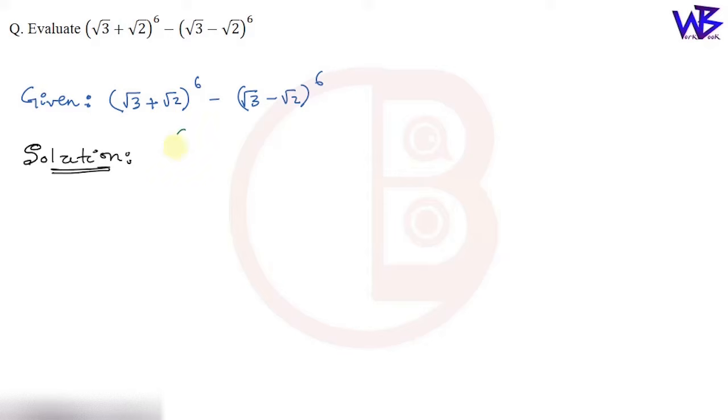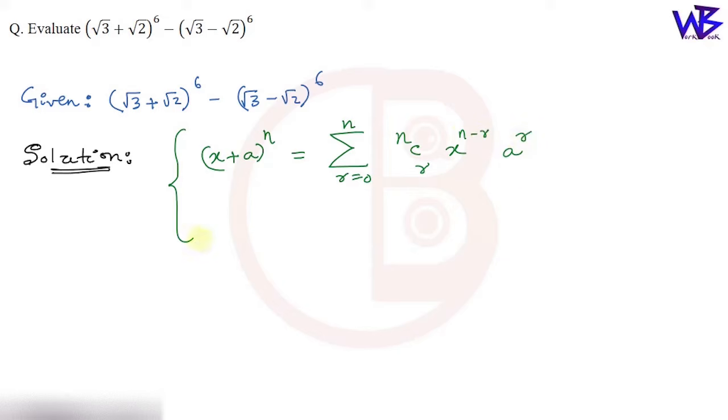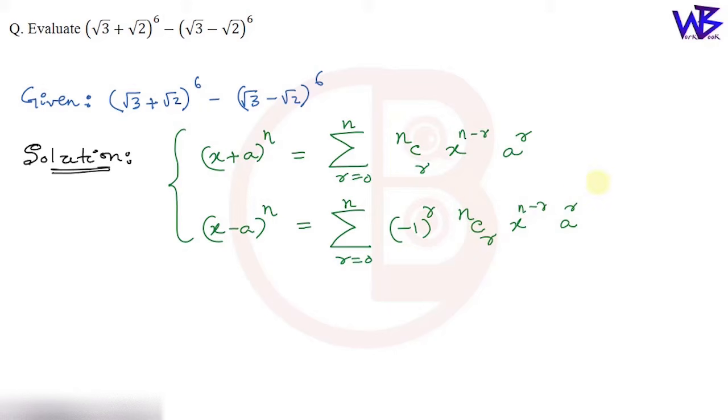As per the binomial theorem, (x + a)^n can be expanded as summation from r equals 0 to n of nCr x^(n−r) a^r. Likewise, (x − a)^n can be expanded as summation from r equals 0 to n of (−1)^r nCr x^(n−r) a^r. Accordingly, I will expand the two terms in the given expression.